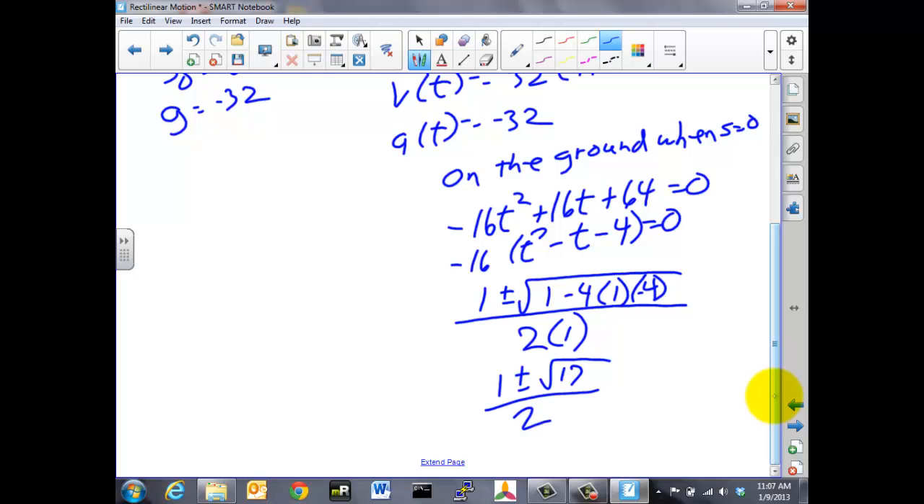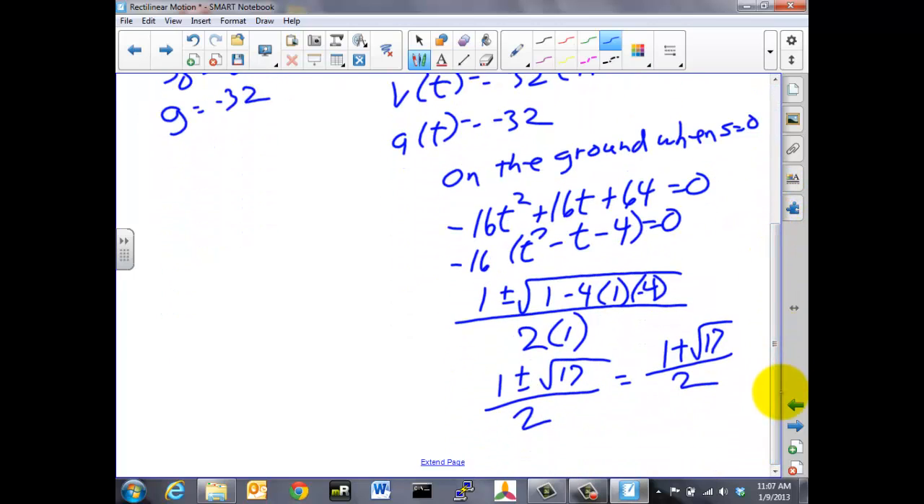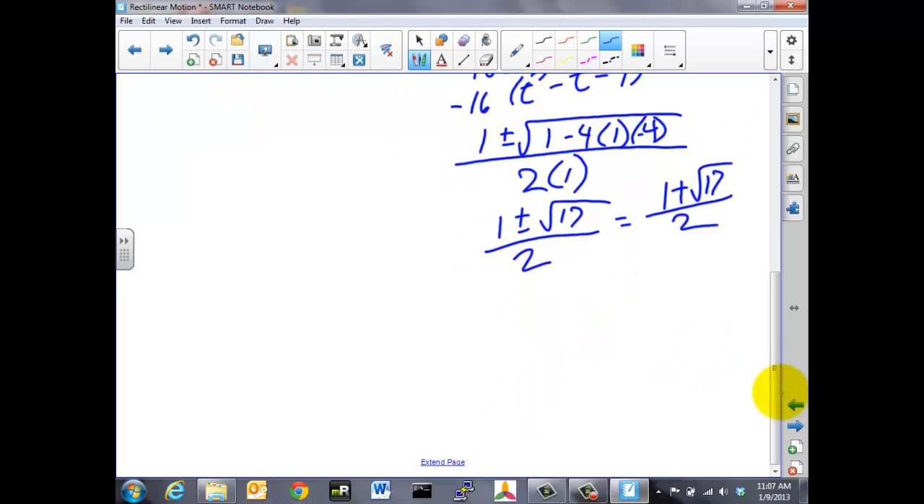We get 2 answers. It's going to hit the ground twice. One of these will be negative. So really the only answer we're concerned about is 1 plus root 17 over 2. Which, how many seconds after the release, I would figure out what that is. That's 2.5 something is my guess. .56 seconds. So 2.56 seconds after we release it, it's going to hit the ground.